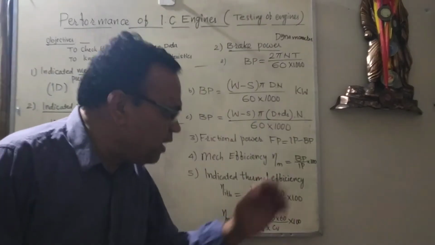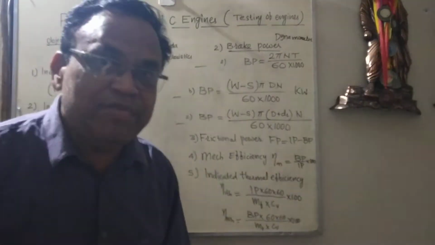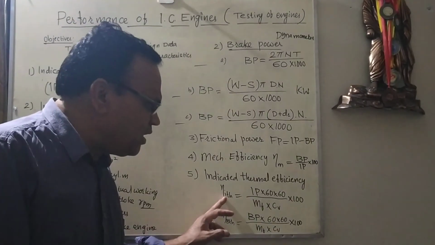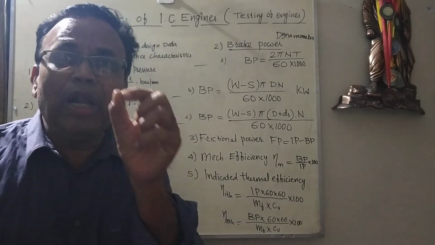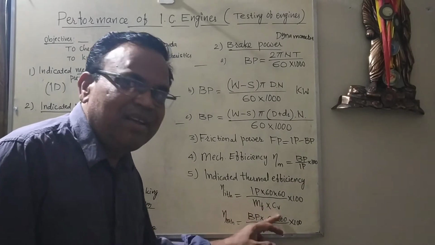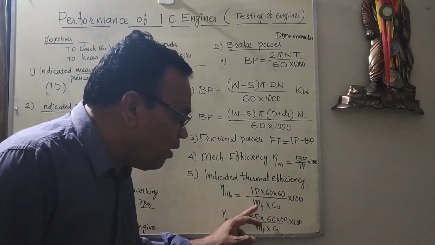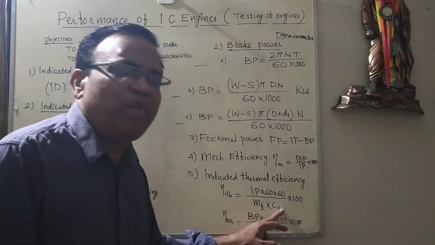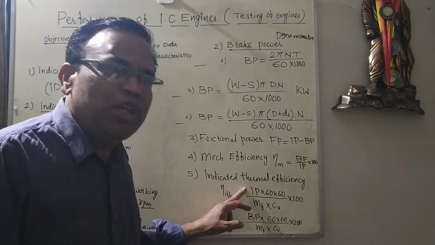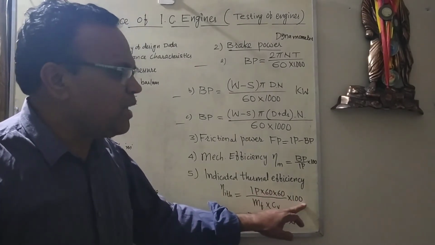So now indicated thermal efficiency. There are so many efficiencies: indicated thermal efficiency, overall thermal efficiency, relative efficiency, brake thermal efficiency, volumetric efficiency. What do they mean? So indicated thermal efficiency, how can we calculate? Here, for development of one IP, 1 kilowatt power, how much fuel is supplied? That is the heat supplied. How much heat is supplied? Heat is supplied in terms of mass of fuel consumed and its calorific value. Mass of fuel consumption and calorific value. When IP is in kilowatts and MF is in kg per hour, this is 60 into 60. The multiplying factor is 100 for efficiency.